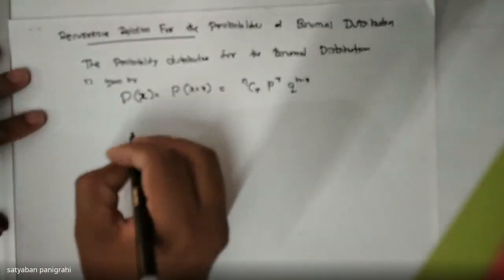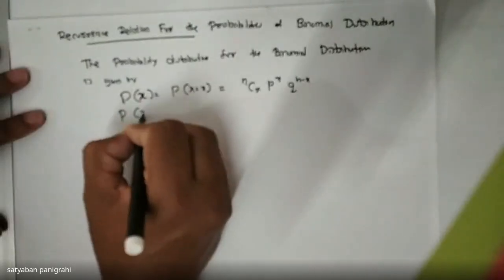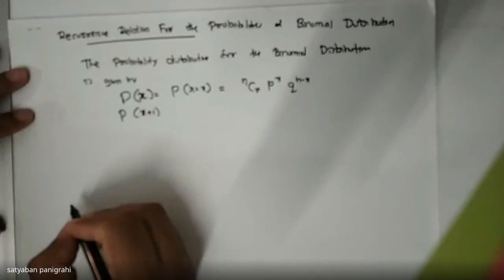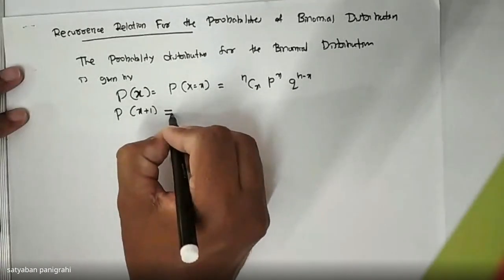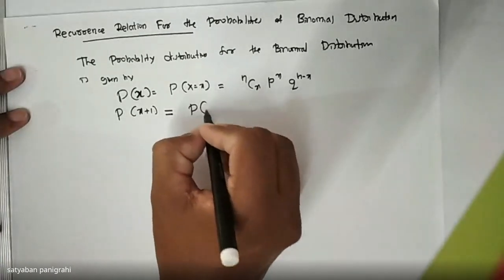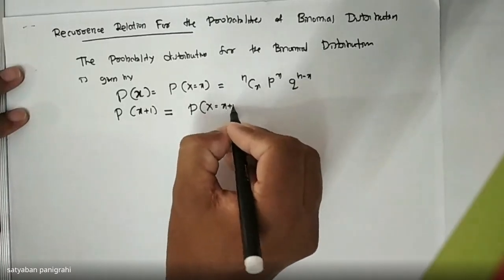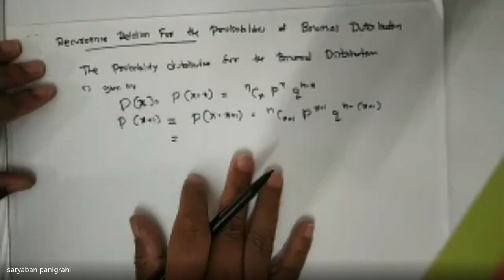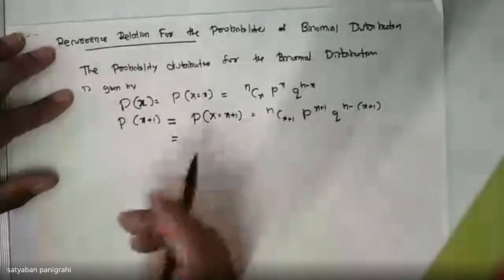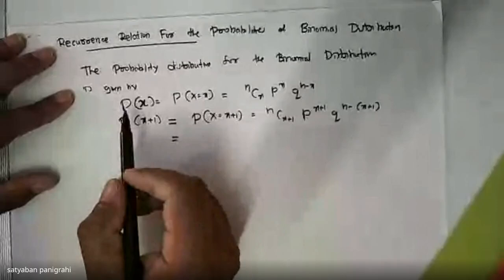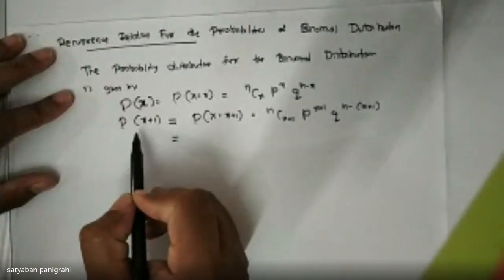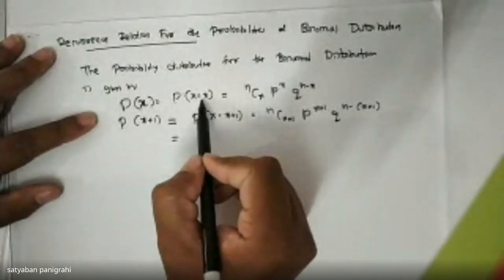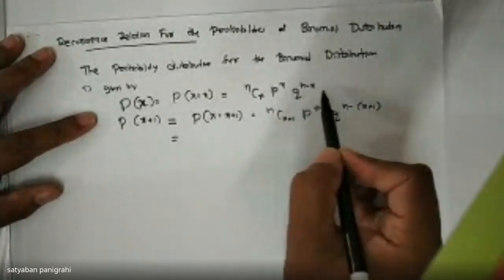Now knowing this, we want to find P of x plus 1. Now what can we write? P of x plus 1 equals P of X equals x plus 1. What we have to do is find a recurrence relation for the probabilities of binomial distribution. That means simple, we want to find the relation between P(x) and P(x plus 1). As you know, for binomial distribution, we have P of x equal to nCx p to the power x q to the power n minus x.